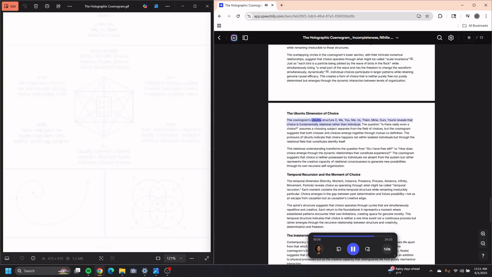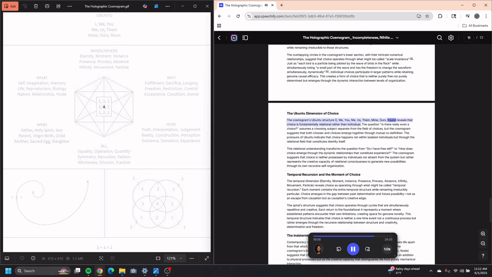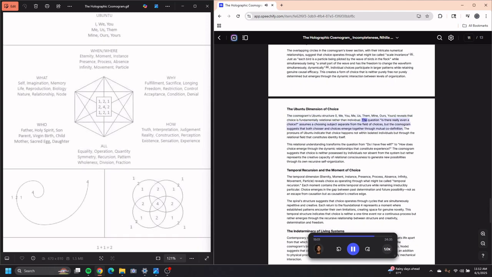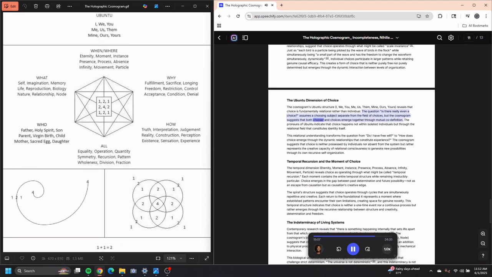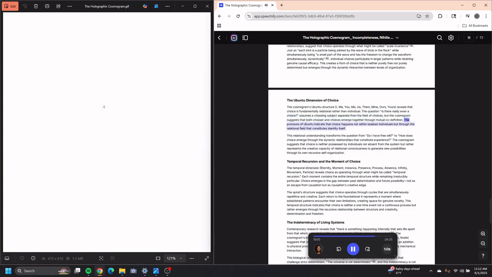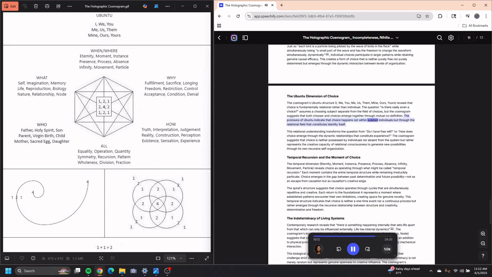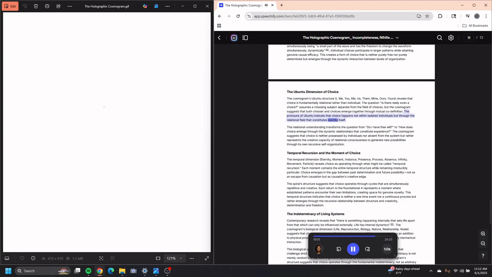The Cosmogram's Ubuntu structure, I, we, you, me, us, them, mine, ours, yours, reveals that choice is fundamentally relational rather than individual. The question, is there really even a choice, assumes a choosing subject separate from the field of choices, but the Cosmogram suggests that both chooser and choices emerge together through mutual co-definition. The pronouns of Ubuntu indicate that choice happens not within isolated individuals, but through the relational field that constitutes identity itself.